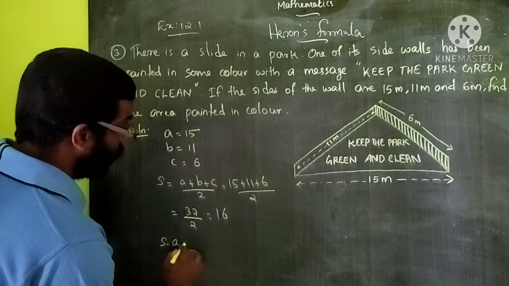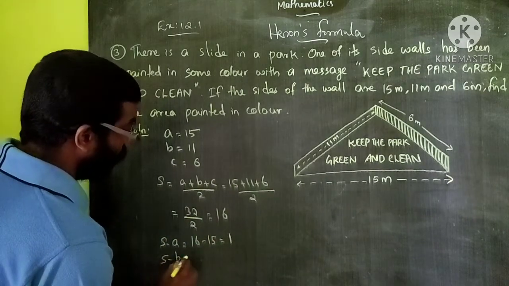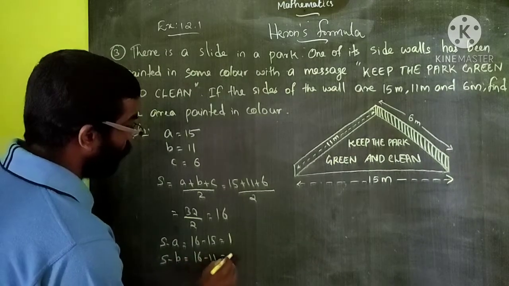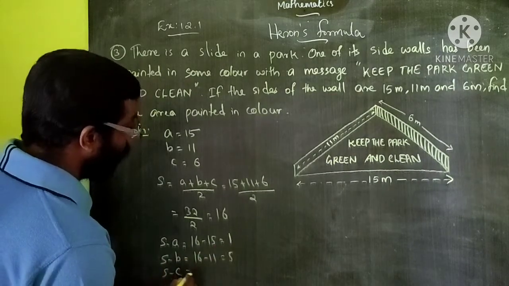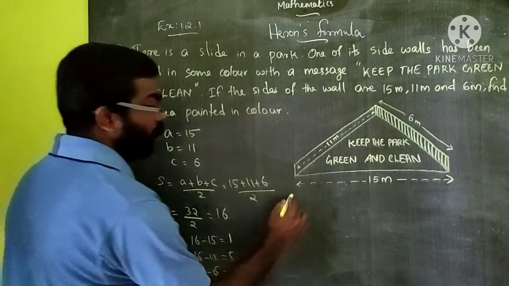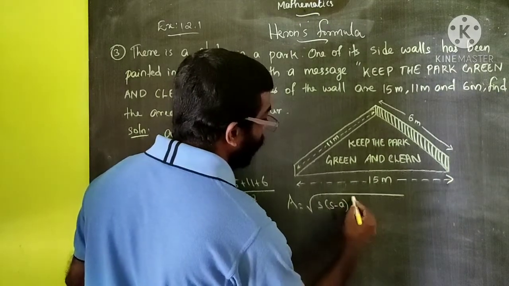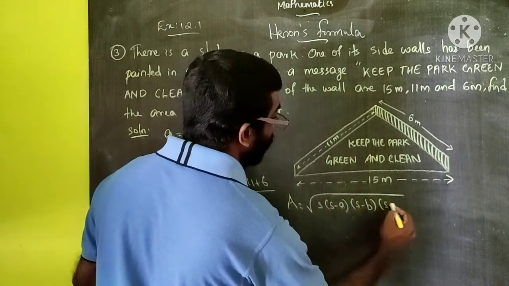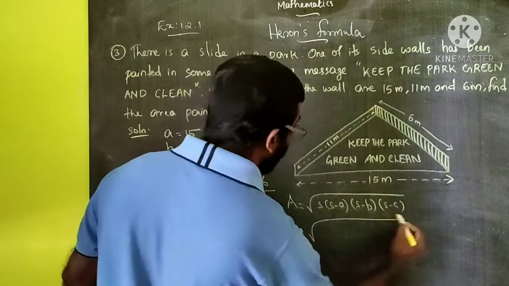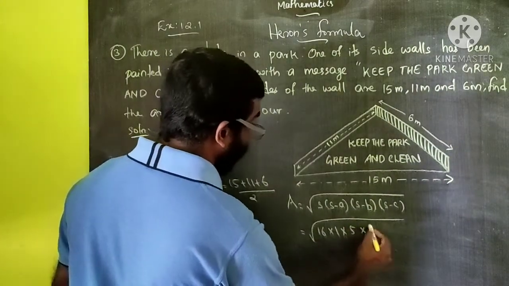And S minus A is equal to 16 minus 15, which gives 1. S minus B is equal to 16 minus 11, 5. And S minus C is equal to 16 minus 6, 10. Now area is equal to root of S into (S minus A) into (S minus B) into (S minus C), which is equal to root of 16 into 1 into 5 into 10.